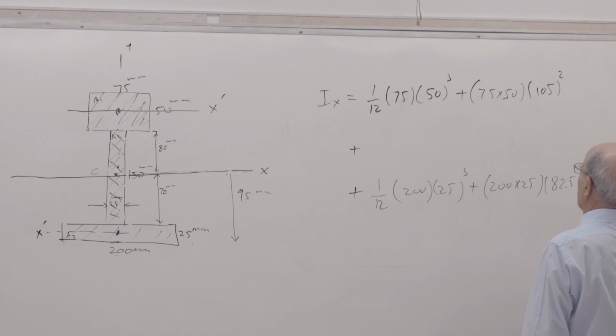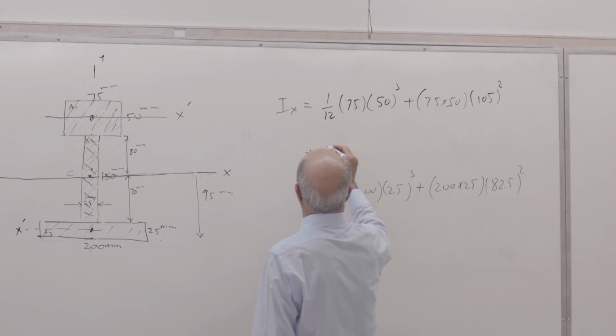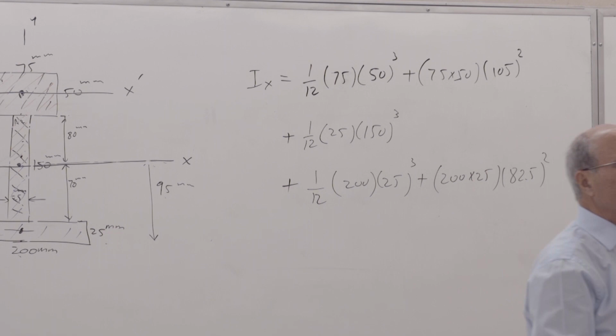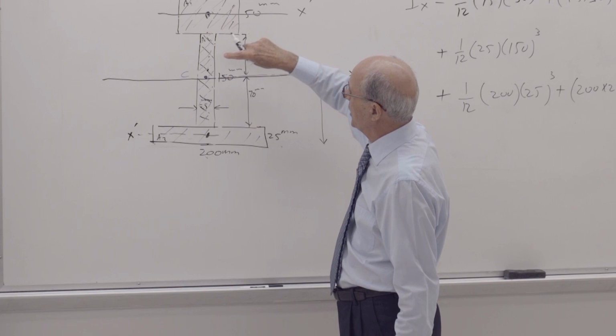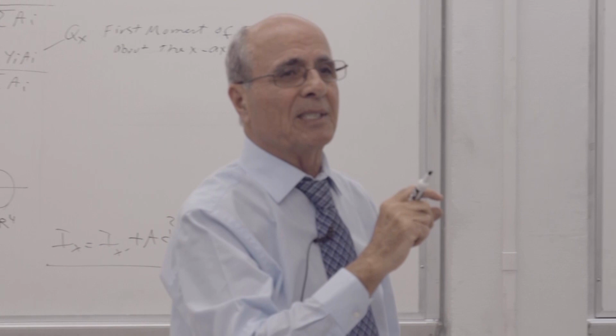Now remaining is the middle part. Remember that you have to do exactly the same thing here too. If I consider it as one piece, still I have to write 1/12 of base. Base is 25, times height is 150 cubed. However, does this x pass through the centroid of that piece? No. It passes through the centroid of the whole object, but the centroid of this piece only is where? This is 150. Where is the centroid of that one? Half of 150 is 75. So I have a 5 millimeter distance. That's my distance between the two axes. Yes or no? Everybody see what I'm talking about?